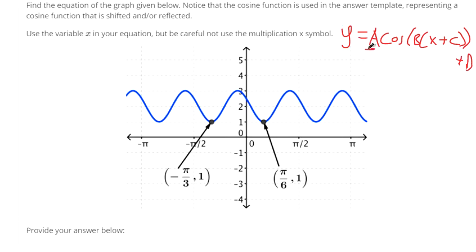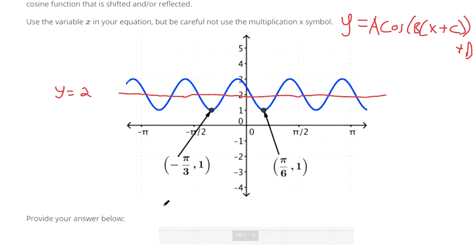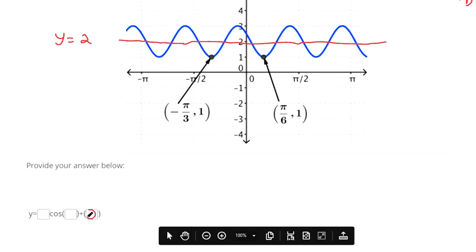Let's start with A. Well, actually, let's start with the midline. That probably makes the most sense. The midline is the y equals equation that makes a horizontal line through your trig function. And if you look, you can kind of eyeball it. It looks like it's 2. But to be sure that it's 2, check out the high and check out the low. The highest point is 3, the lowest point is 1, so the midline is 2. So that's going to be our D. I'm going to go ahead and plug that in right here.